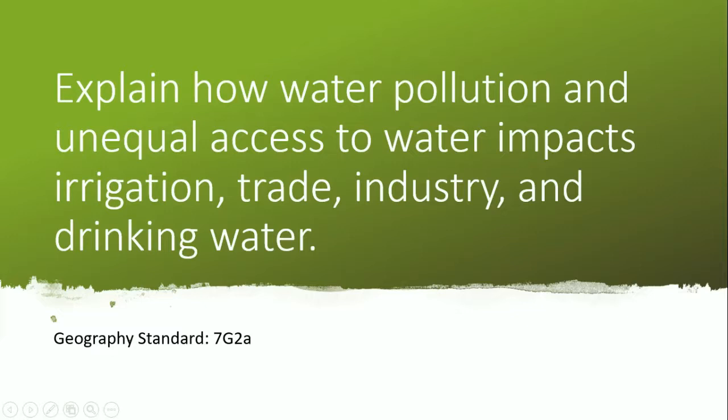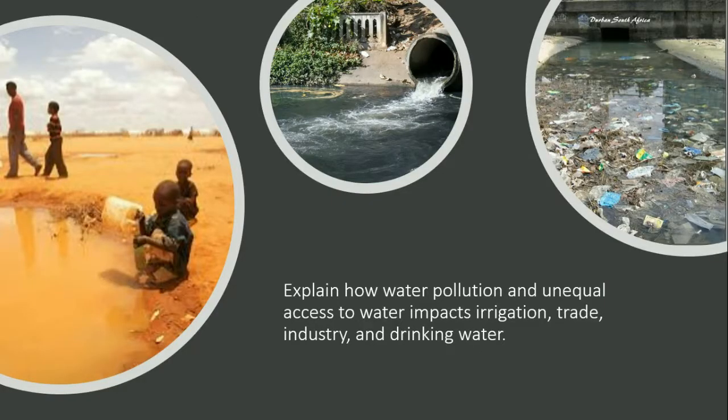The next geography standard reads, explain how water pollution and unequal access to water impacts irrigation, trade, industry, and drinking water. Water pollution has been a problem in Africa created by runoff from fertilizers, growing populations and their trash, and growing industry and their waste. These problems are compounded with poor government leadership to protect the environment. With shrinking availabilities of clean water from Africa's rivers, many people are becoming ill from drinking unclean water, and irrigation is becoming more limited, which also limits food production.